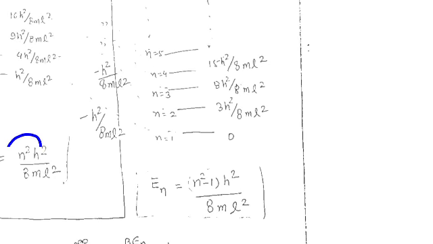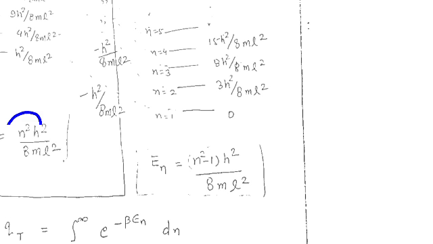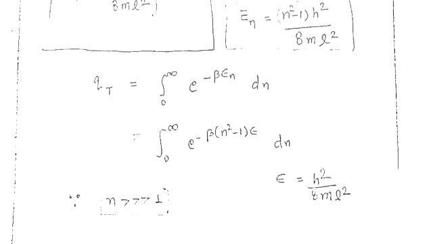for the system without zero point energy, what we need to do is make a generalized expression: we just subtract 1 from n square h square upon 8 ml square, so we get n square minus 1 times h square upon 8 ml square. This is the finalized expression that you get for the system without zero point energy. Alright, so we know the formula for the partition function qt.